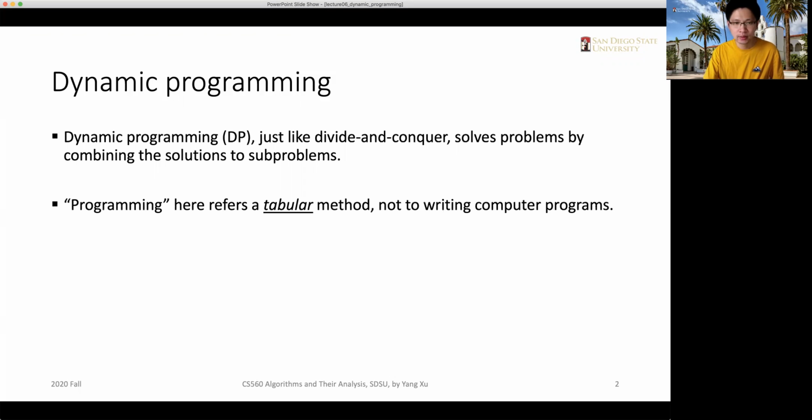Okay, and here the term programming does not refer to the action of typing your programs. It actually refers to a tabular method, or a method that uses a lookup table.